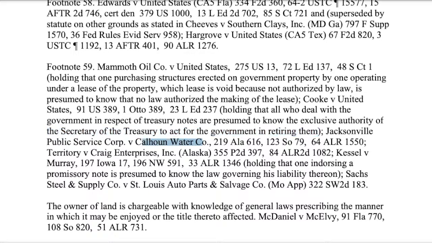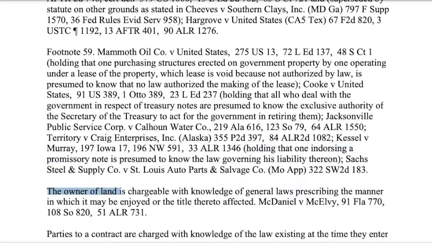And let's see here, versus Calhoun Water Company and Jacksonville Public Service Corp. That's an interesting one there. Holding that one endorsing a promissory note is presumed to know the law governing his liability thereon. Wow, these are some pretty good cases here, huh? All right. The owner of land is chargeable with knowledge of general laws prescribing the manner in which it may be enjoyed or the title thereto affected. Wow. Knowledge of the general laws prescribing the manner in which it may be enjoyed. Well, I mean, it's pursuit of happiness here. And where would that limit that? What laws could limit that? The manner in which it may be enjoyed.